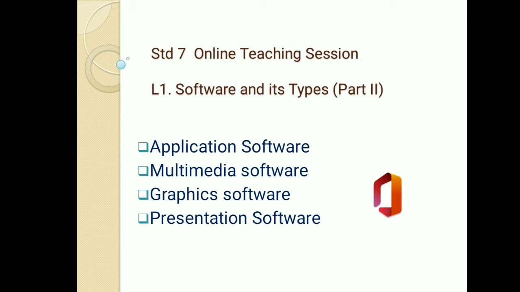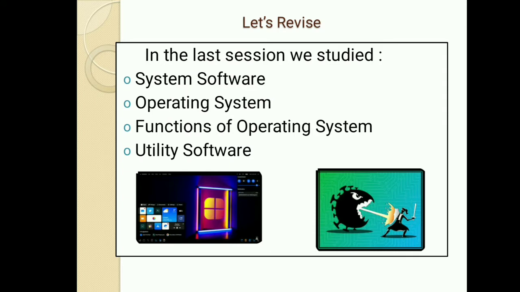Now today we will see the second part of the first chapter we started last time, software and its types. In this session we will see what is application software, what is multimedia software, graphic software, presentation software. In the last session, we studied system software, operating system, functions of operating system, utility software. Now let's revise what we studied last time.